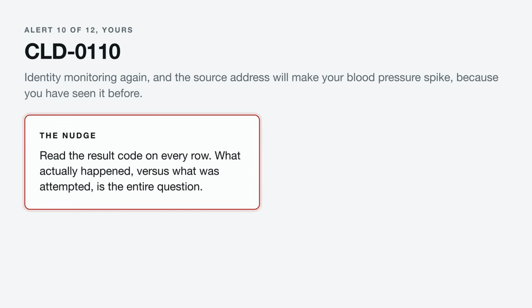CLD 0110, identity monitoring again, and the source address will make your blood pressure spike because you've seen it before in the CEO incident. Read the result code on every row before you decide anything. What actually happened versus what was attempted is the entire question.